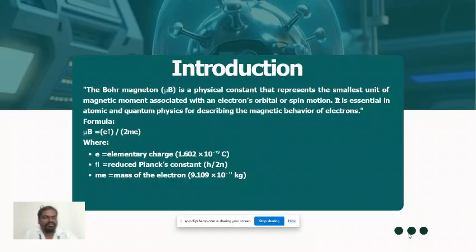The formula is mu B equals e h-bar divided by 2 m e. e is the elementary charge, 1.602 times 10 to the power of minus 19 coulomb. h-bar is the reduced Planck's constant, h by 2 pi. m e is the mass of the electron, 9.109 times 10 to the power of minus 31 kilogram.